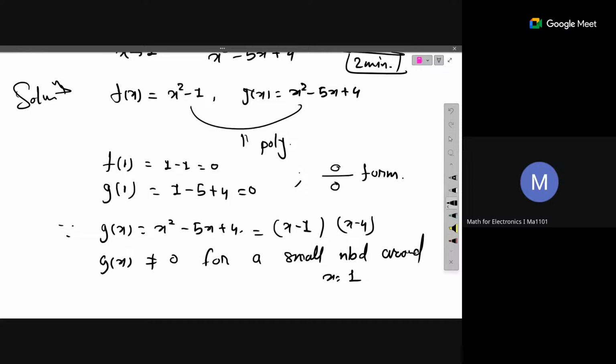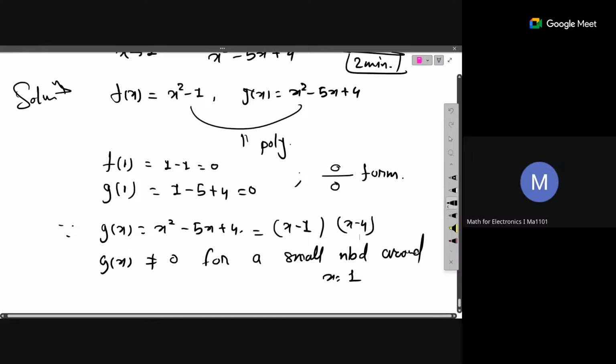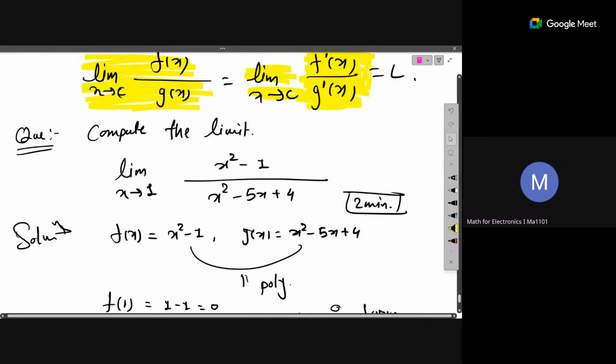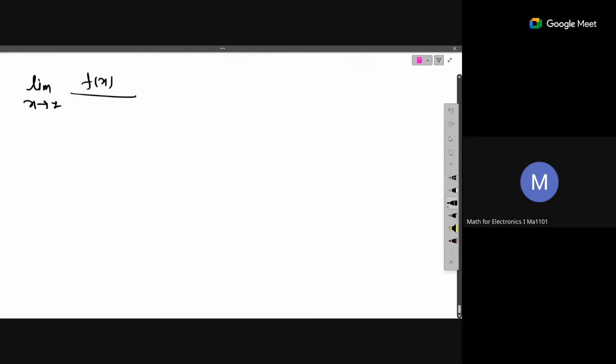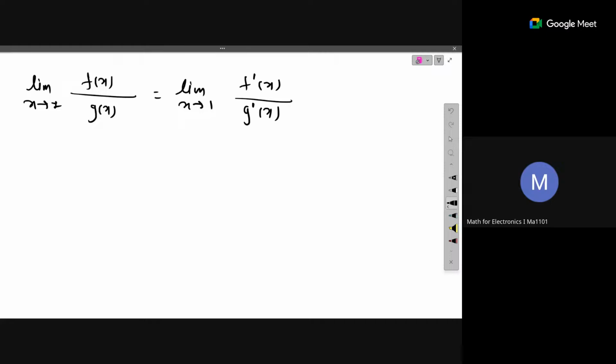So this f of x and g of x are actually satisfying all the hypotheses for applying L'Hospital rule. So here we can easily apply L'Hospital rule and compute the limit. So the limit x going to 1 of f of x upon g of x is the same as the limit x going to 1 of f dash of x upon g dash of x, and f dash of x is nothing but 2x, and here it will become 2x minus 5, right?